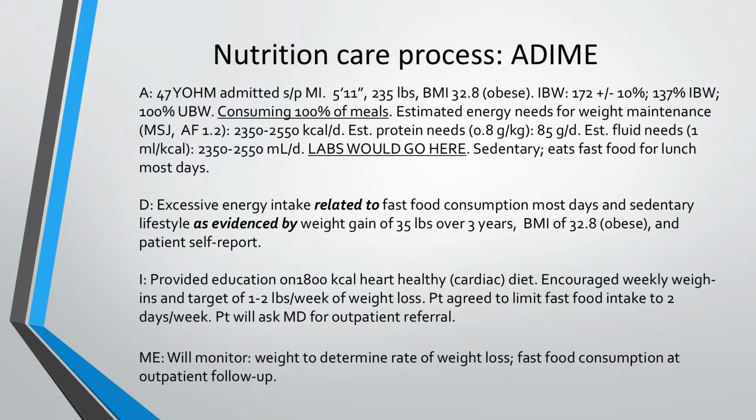His ideal body weight is 172 pounds, plus or minus 10%. So he's about 137% of his ideal body weight. I'll show you how to calculate that shortly. He's about 100% of his usual body weight, meaning that he hasn't really lost weight, and maybe he hasn't gained much recently either. I'm still laughing at myself not being able to realize what I did there. Sorry. He's consuming 100% of meals, so that might be something.